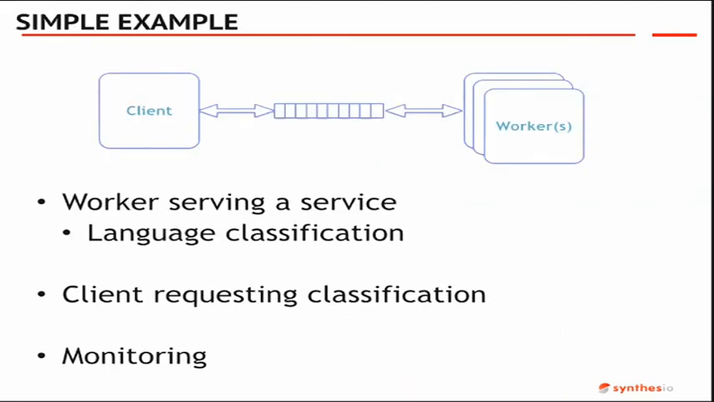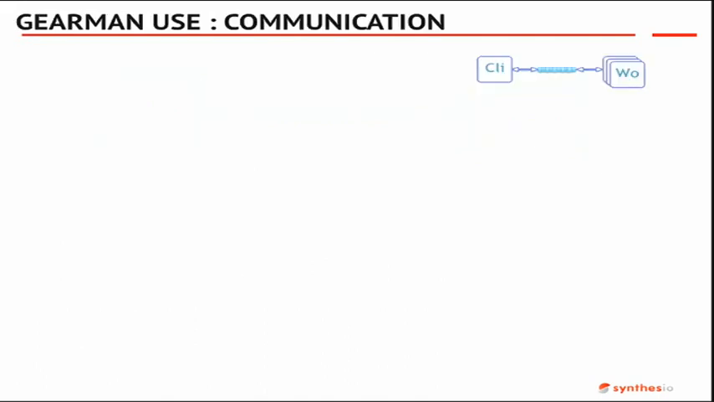So going to a very simple example, I'm going to explain how we would do language classification. So we have a client which requires the worker to do language ID. And we'll see also how we monitor and what you can do with monitoring. So starting with the communication part, this is how it's handled by the server. The first thing you do is create the worker and the client, and you call it very simply.